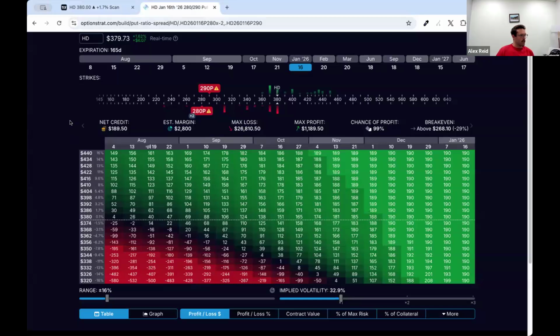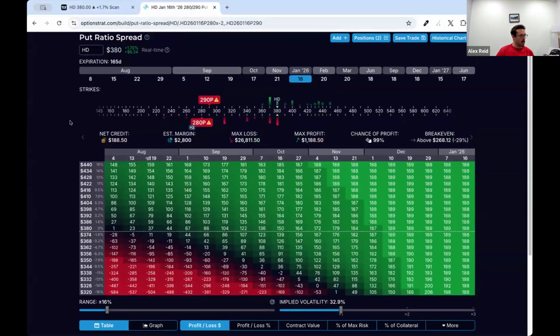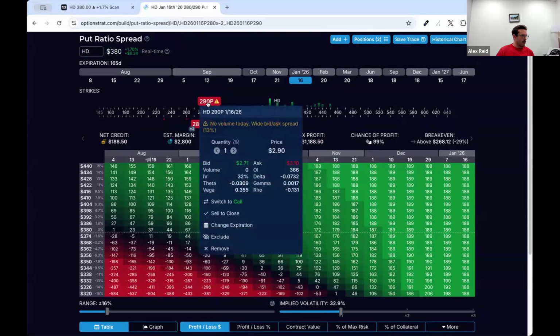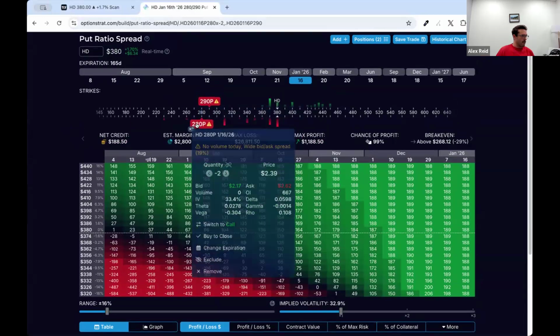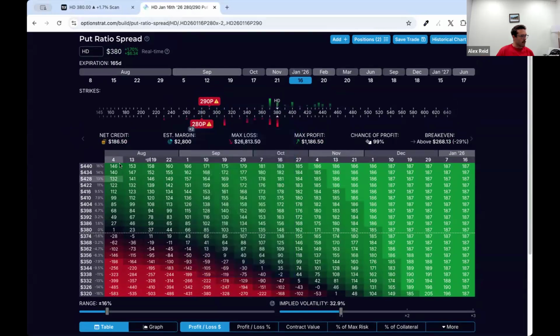So this is basically the trade that Chris is looking at, right? It's the 16th, you're doing the January. January 16th, yep, correct. So 290, right? So you buy the higher one, you sell the two lower ones. And then this is the payoff diagram here.